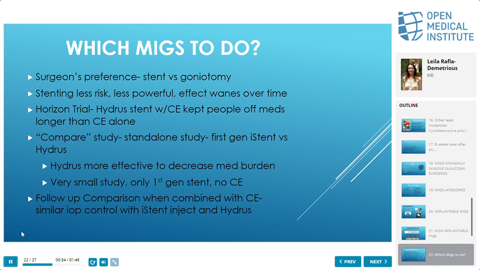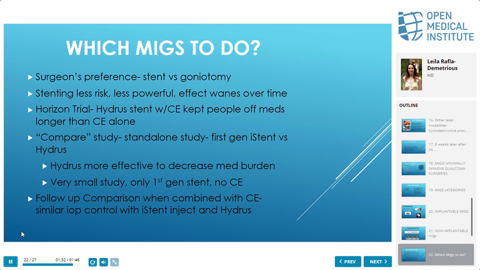And then the COMPARE study was a standalone study that compared the first generation iStent with the Hydrus. So with that COMPARE study, the Hydrus was actually found to be more effective to decrease the medication burden, which makes sense because the Hydrus does actually involve a longer area of the Schlemm's canal. It was a small study. It was only using the first generation iStent, so only one stent was going in, and there was no cataract extraction at that time combined with it. Follow-up studies showed that the cataract extraction with iStent Inject versus the cataract extraction with Hydrus actually were pretty similar moving forward over time. So again, it's sort of like, well, which one do you choose?